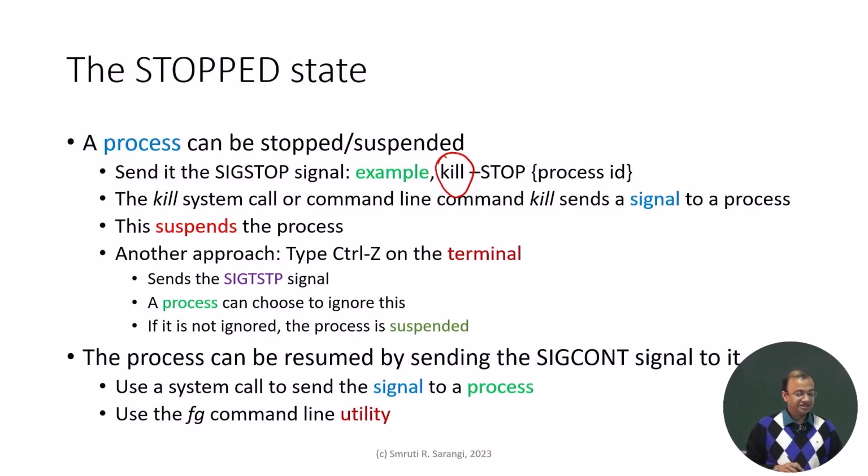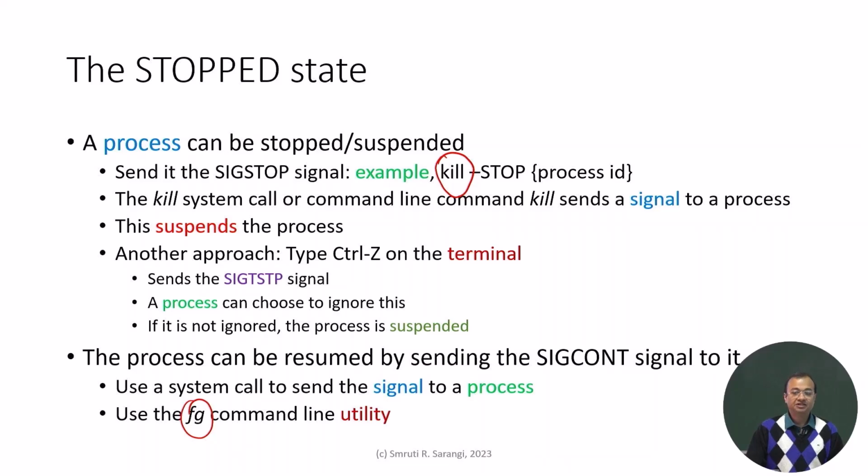Then later on, I can use the same kill mechanism to send it the continuation signal, and the process that was suspended will get resumed. The fg utility, fg stands for foreground, right? So anything that is running is called foreground. I can foreground a process, which means take it out of a paused and suspended state into a running state. All right, so that is something that I can do.